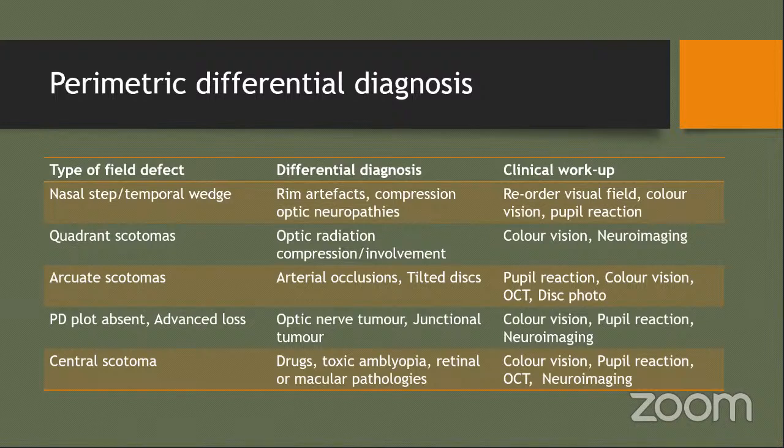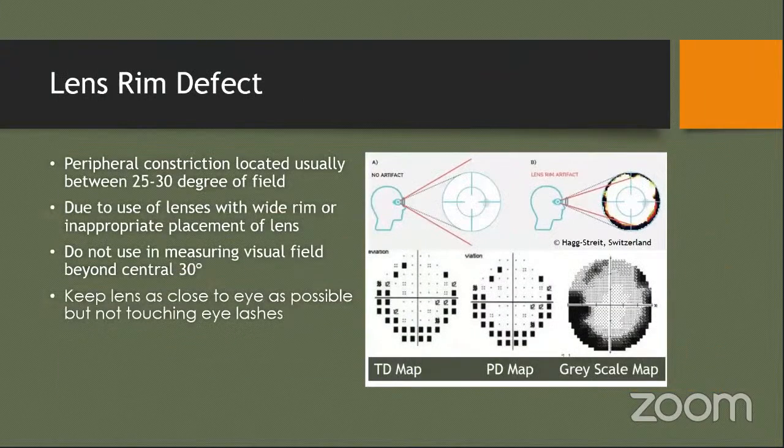One of the most common defects that complicates our diagnosis, especially in early patients or when the technician has not used the lenses properly, is the lens rim defect.